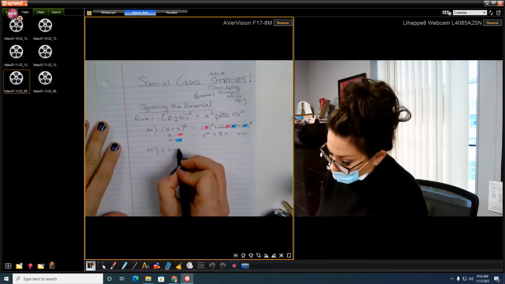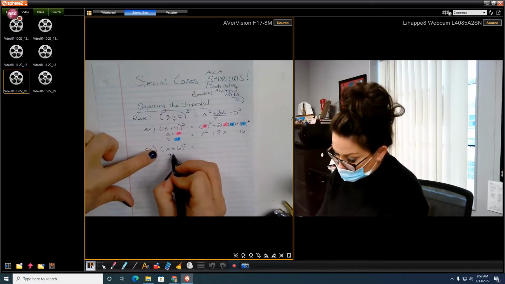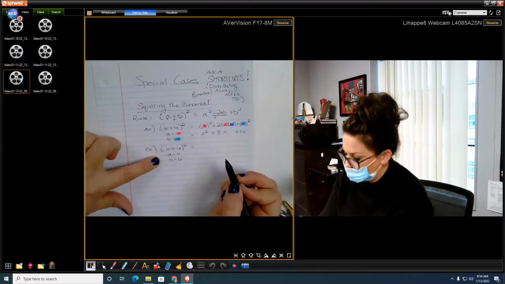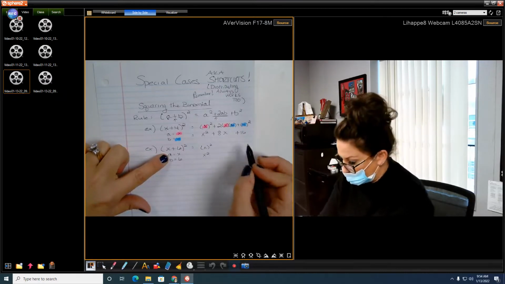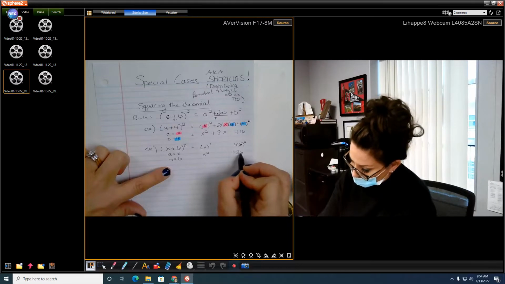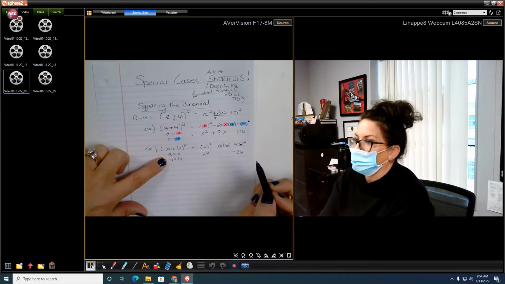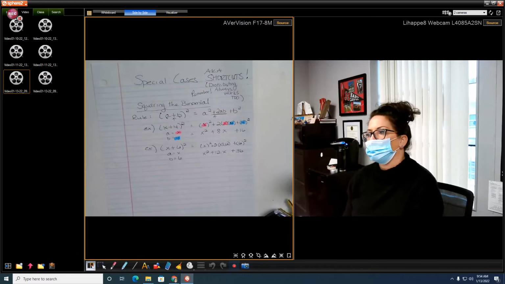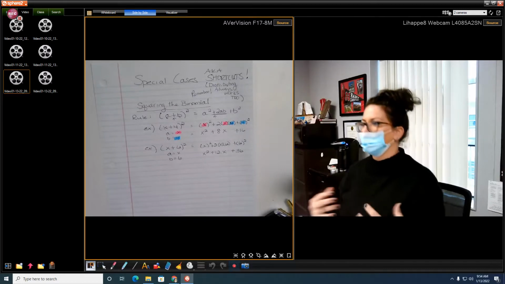Example. X plus 6 squared. The A is X and the B is 6. Square the A and we get X squared. Square the B and we get 36. Times them together, we get 6X. And when we double it, we get 12X. Do you see how it's just pattern work?